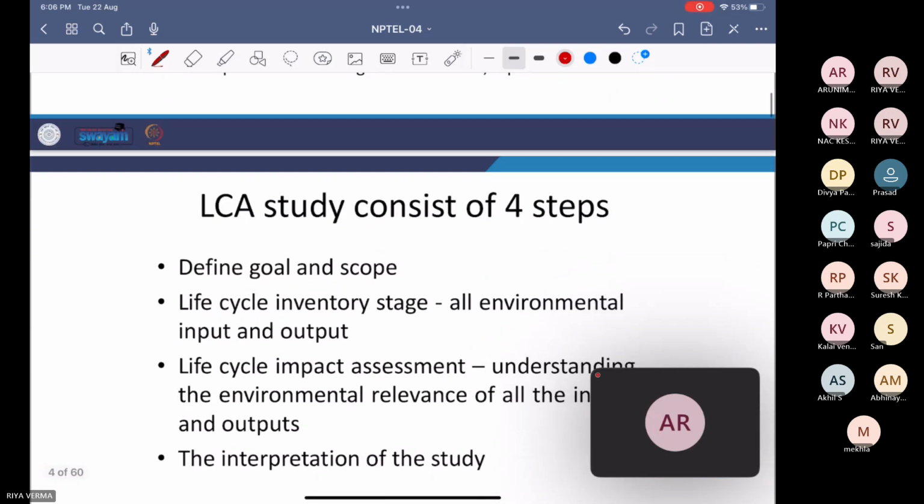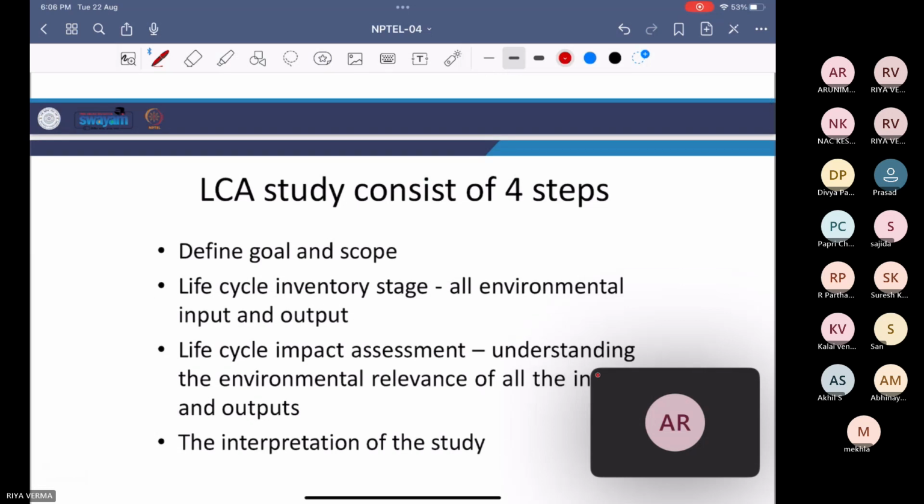So basically, we know that an LCA study consists of 4 steps. What are those 4 steps? First one is to define the goal and the scope of the LCA. Then we have the life cycle inventory stage, in which we record all the inputs and the outputs to the system at all these stages, from raw material extraction to manufacturing, then transportation, then its use, and then its disposal. So we have a record of all the inputs and outputs involved in the whole life cycle of that product.